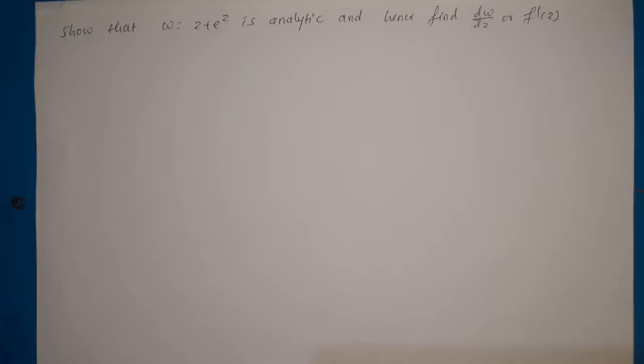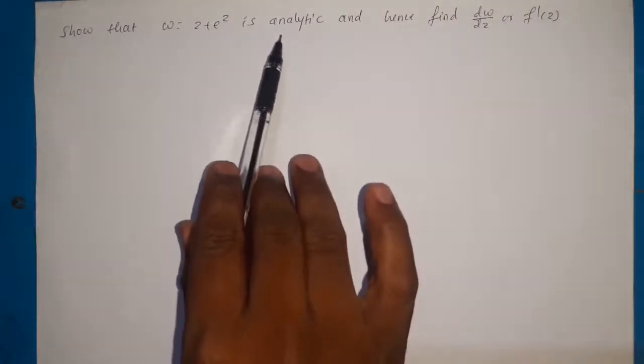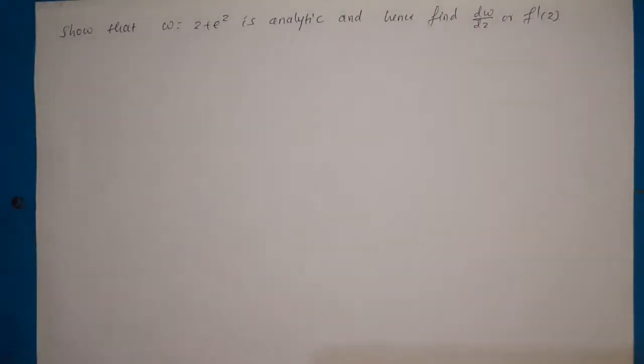And now we need to show that this function, Z plus e power Z, is analytic. So analytic means the function has to satisfy the CR equations. We already know what the CR equations are: dou u by dou x is equal to dou v by dou y, and dou u by dou y is equal to minus dou v by dou x. Those are called the CR equations, and those four are nothing but the partial derivatives of the functions u and v with respect to x and y.